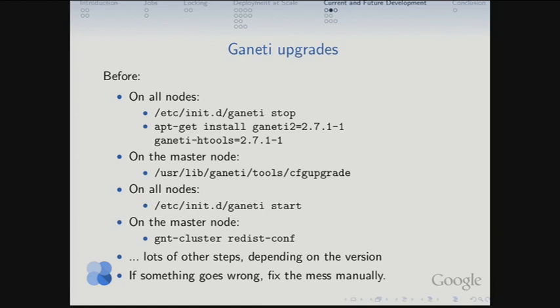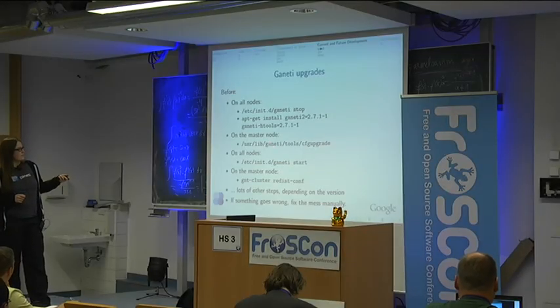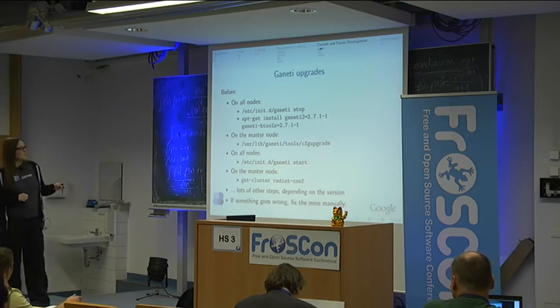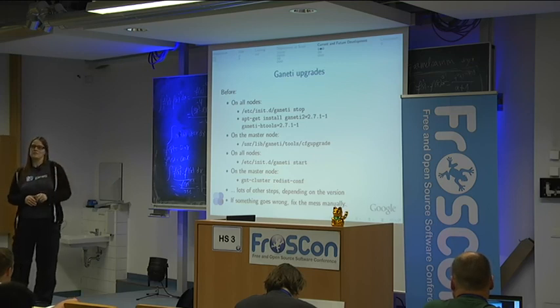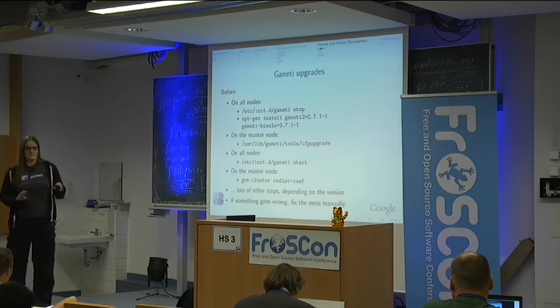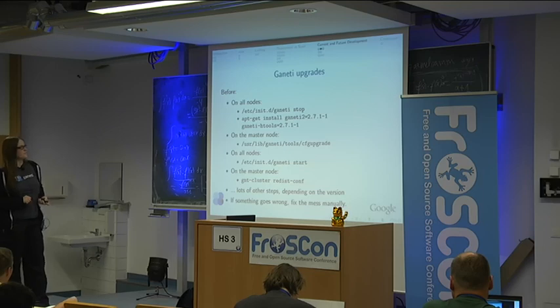So this is the old way. You have to stop the Ganeti daemons. That means your instances continue running, but if anything fails, of course, Ganeti is not there to fix it. And then you install the new packages. You have to update the configuration. You have to restart all Ganeti services. And then you have to redistribute the configuration. And then depending on different versions, you have to do a lot more steps. And if everything goes wrong, there was no way to get back easily, so you had to fix this manually.